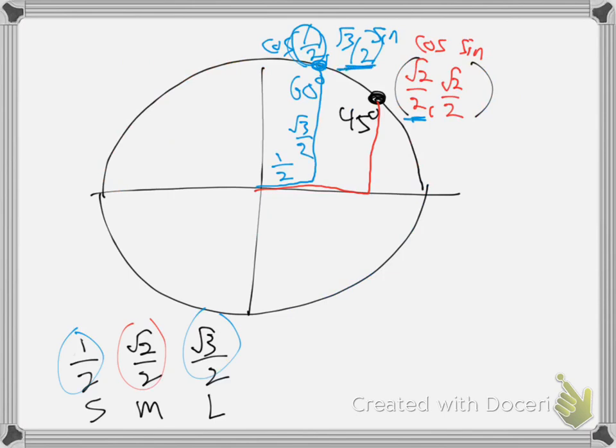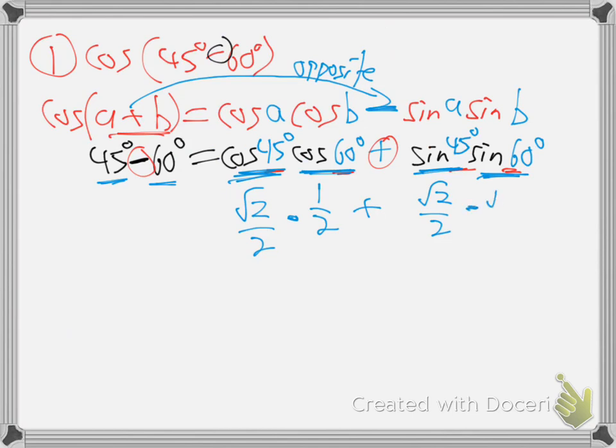I just keep going back and forth between that unit circle to find the different values I need. So the cosine of 60 is a half. Sine of 60 is root 3 over 2. And the cosine and sine for 45 is root 2 over 2. There we go. Now we just do a little bit of algebra. I don't think it'll be too bad. And we're done. So that's going to be the exact value.